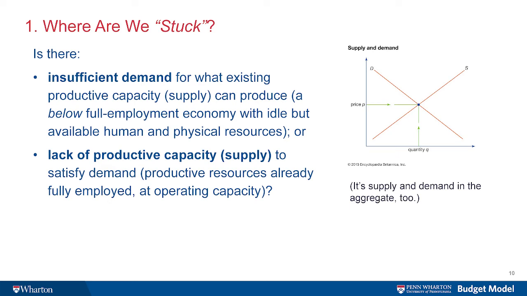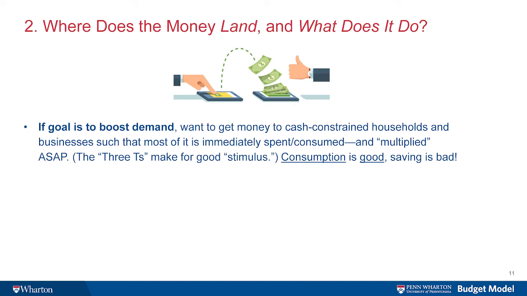That is a reason why it's not always going to be true that national level policy is going to be the best treatment for the ailment, whether it be a lack of demand or a lack of supply. Okay, let me go on to the second question. Where does the money land and what does it do?